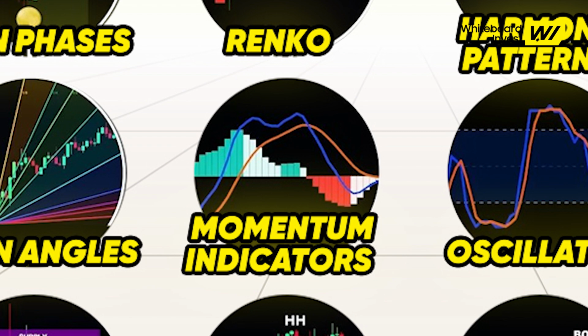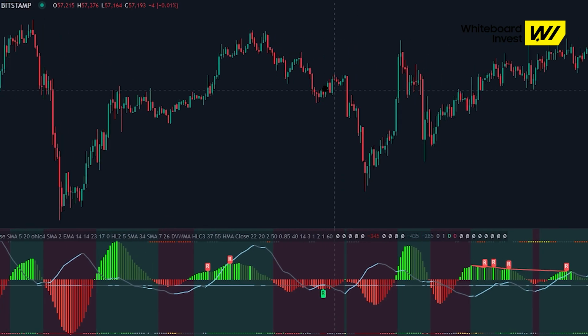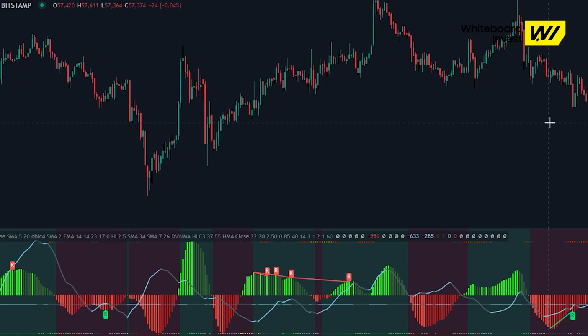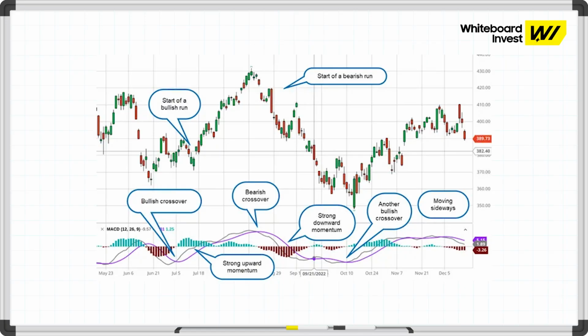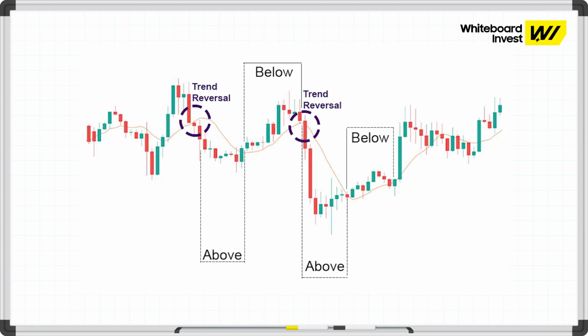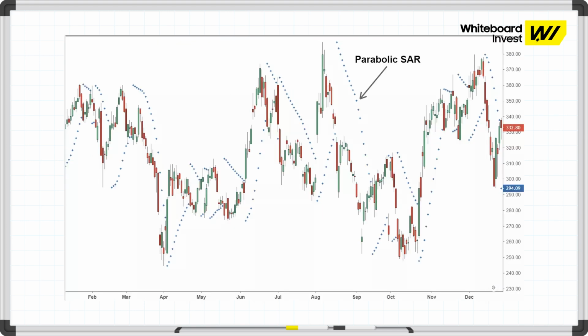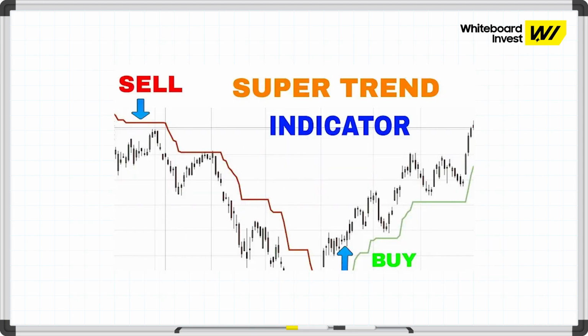Momentum indicators measure the direction and strength of a trend and are most effective in trending markets. Some notable momentum indicators include MACD. An upward crossover indicates a bullish trend, while a downward crossover indicates a bearish trend. Moving averages. When the price is above the moving average, it signals a bullish trend. When the price is below, it signals a bearish trend. Parabolic SAR. A dot below the price indicates a bullish trend, while a dot above the price indicates a bearish trend. Supertrend. A green signal indicates a bullish trend, while a red signal indicates a bearish trend.